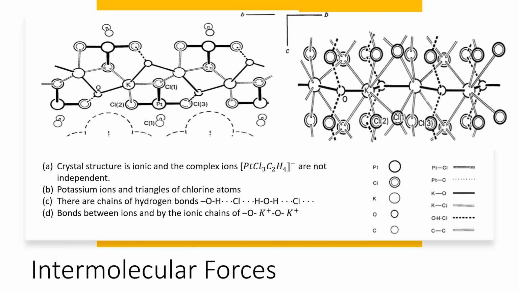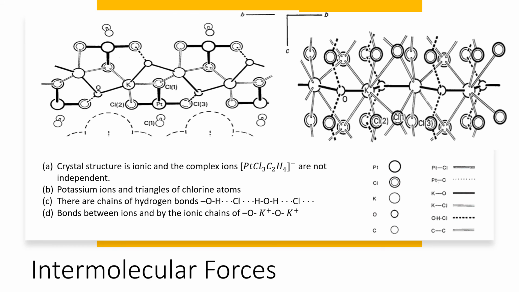There are columns of alternate potassium ions and triangles of chlorine atoms parallel to the c-axis. There are chains of hydrogen bonds which are parallel to the c-axis, so we have hydroxyl hydrogen and chlorine, and then these 2 chains are cross-linked with the coordinate bonds with the complex ions, and by the ionic interaction chain of oxygen and potassium, which are parallel to the b-axis and approximately perpendicular to the other 2 chains.